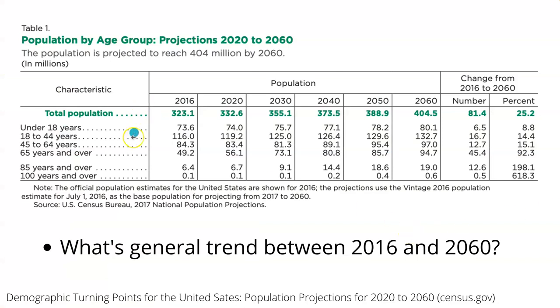Alright, so what's the general trend between 2016 and 2060? And based on this number, you might be able to calculate the age dependency ratio.